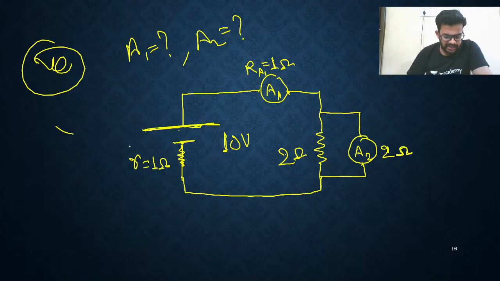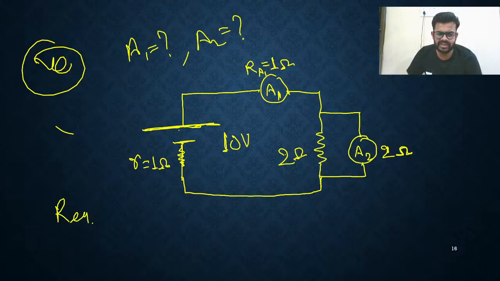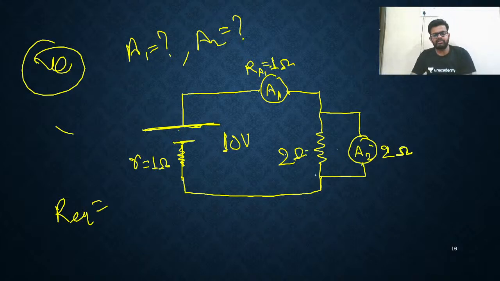A1 3.3 ampere. Very good. Yes, so we are going to solve it. Listen, my dear. Let's find the equivalent resistance, R equivalent. This is 1 ohm, and these two 2 ohm resistors will make 1 ohm, because they are in parallel. So R1 R2 divided by R1 plus R2 will give 1. So 1 plus 1 plus 1, you are getting 3 ohm.